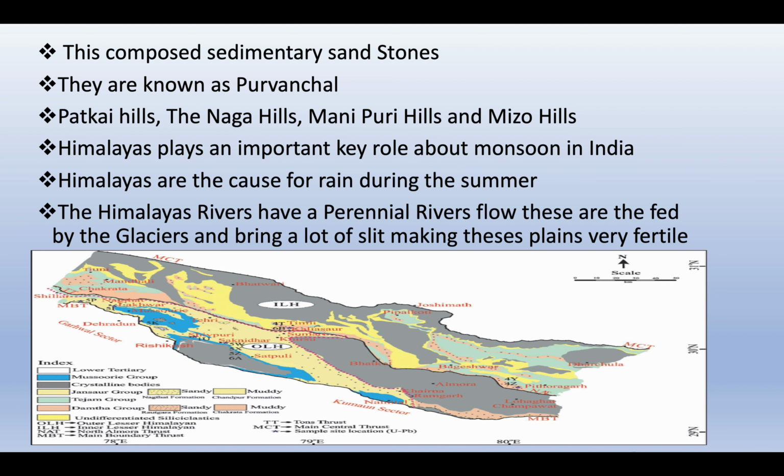The Himalayas play an important key role in the monsoon in India. Because of the Himalayas, we get different types of monsoon. There are three types of monsoon in India. The Himalayan rivers are perennial rivers. They are fed by the glaciers and bring a lot of water to these rivers. So the plains of these rivers are very fertile.